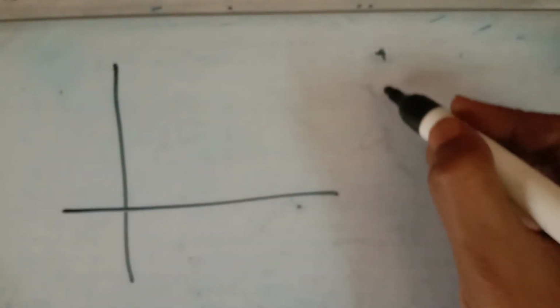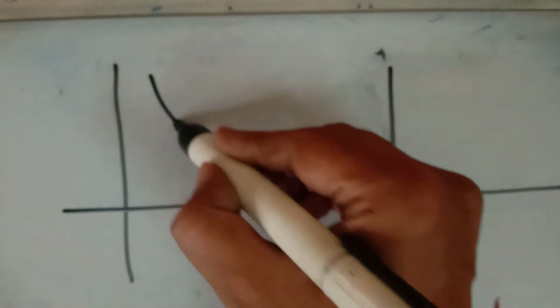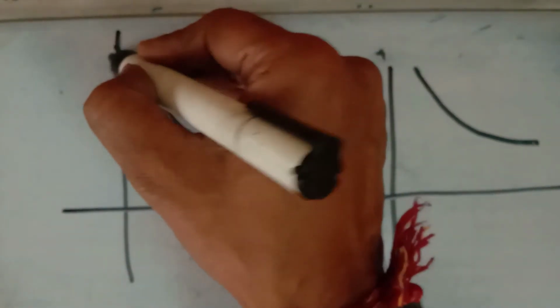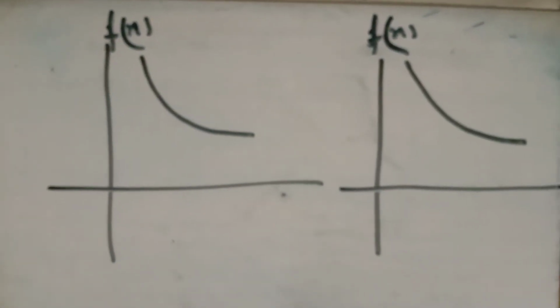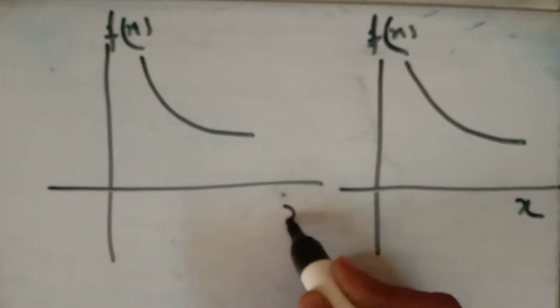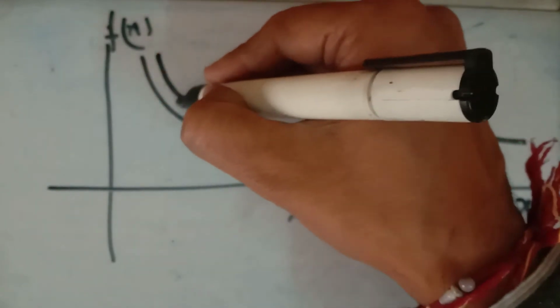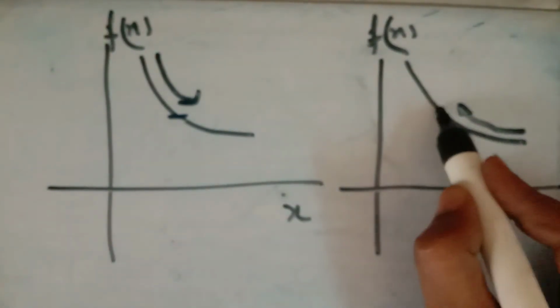Now what is actually the limit? Let us take a function f(x) like this, and this is the value of the function f(x), and this is the value of x we are taking here. Now let us take that the value of the function is decreasing, and then it is increasing to some value. Let us say it is here.